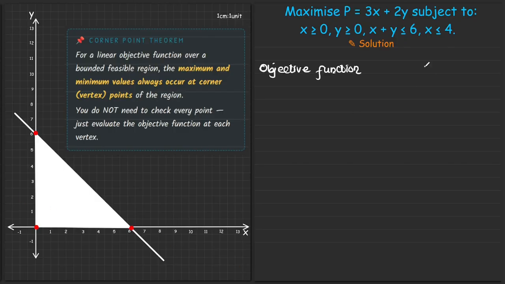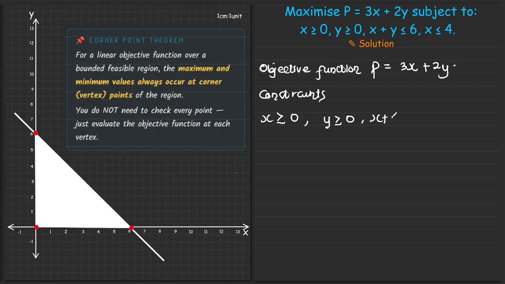So we say our objective function is P = 3x + 2y. And then our constraints are what? x is greater than or equal to 0. We know what that looks like. Then we have y is greater than or equal to 0. We also know what that looks like. Then we have x + y is less than or equal to 6. And then x is less than or equal to 4.